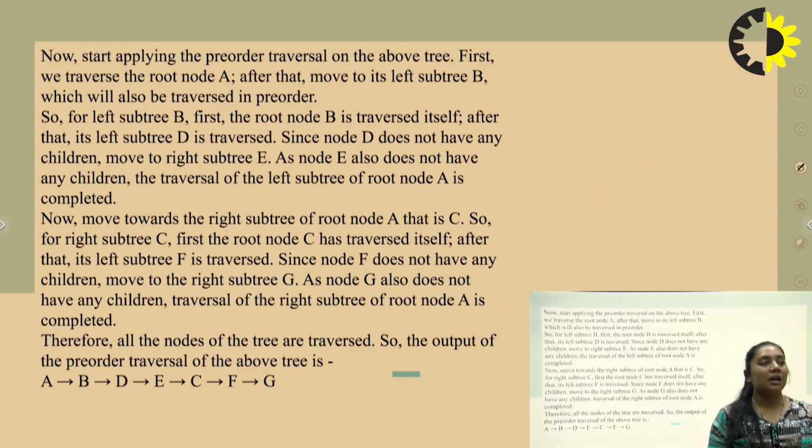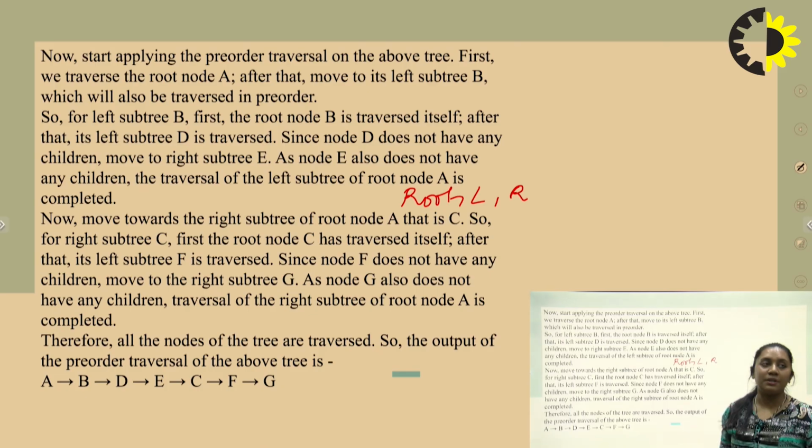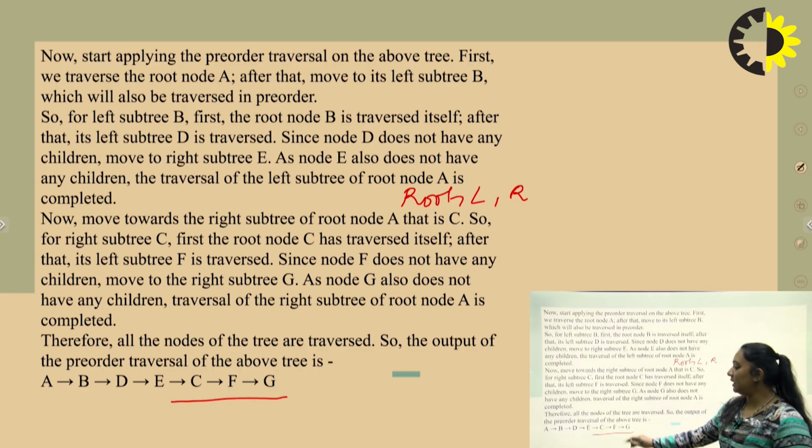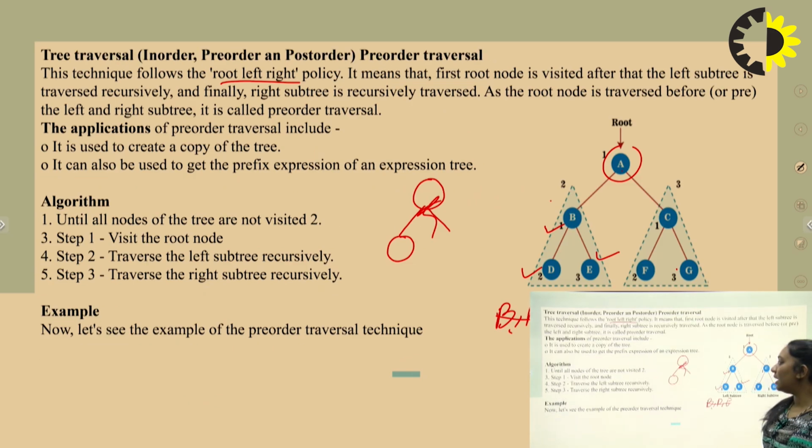Next, if we talk about the pre-order traversal, it means the root is printed first, then the left element, then the right element. Following this structure, the sequence can be like this: A, B, D, E, then C, F, and G. For example, you see A, B, D, E, then C, F, G.